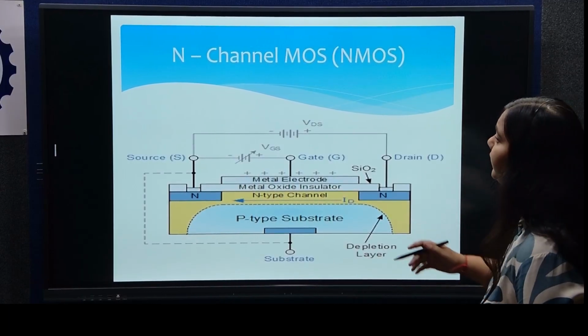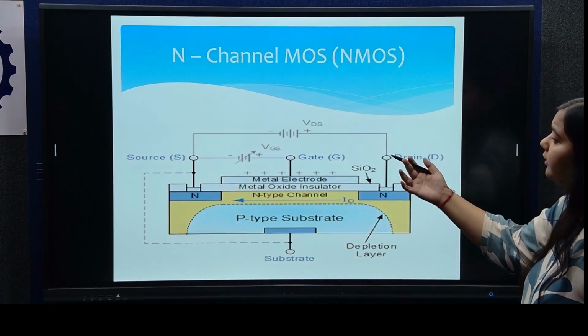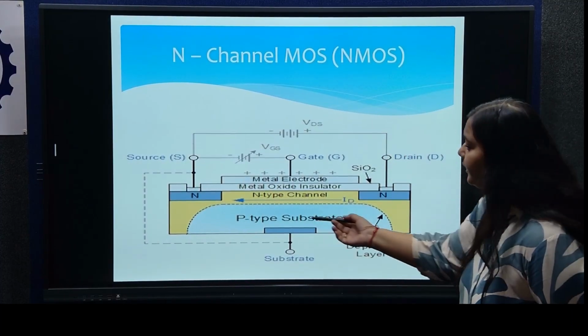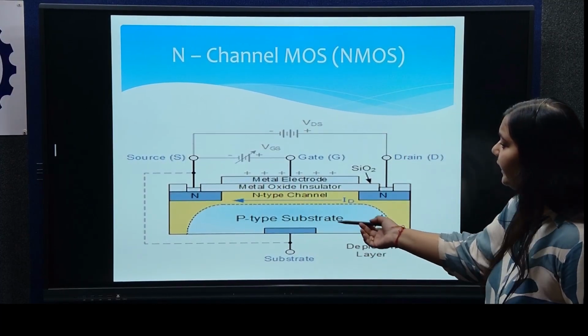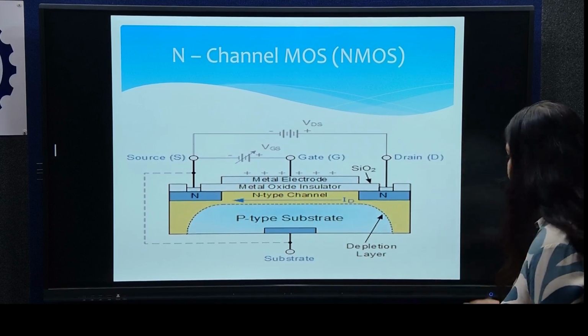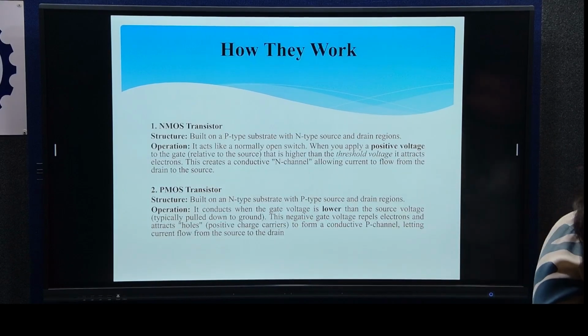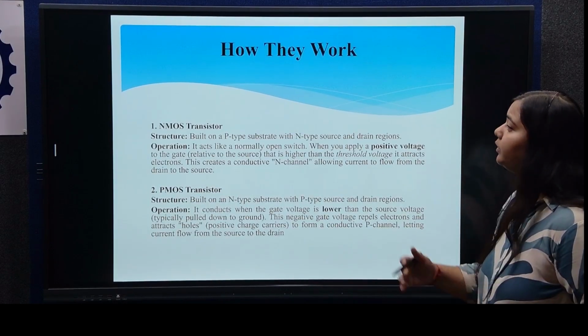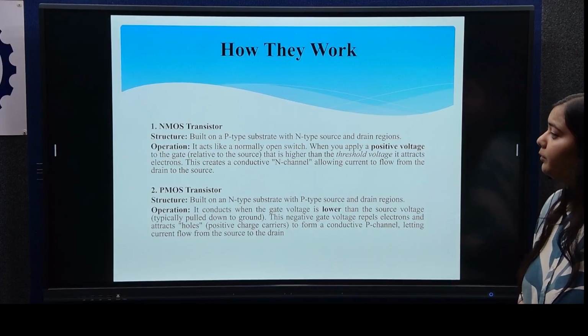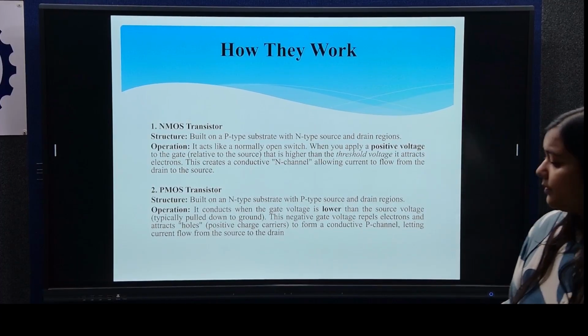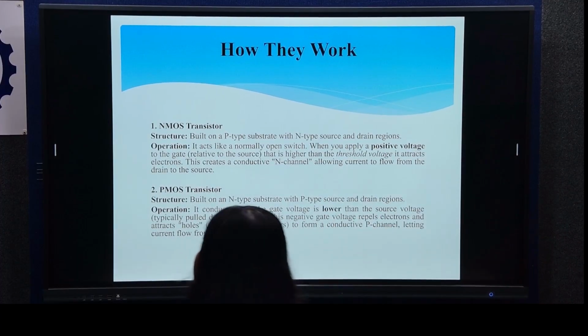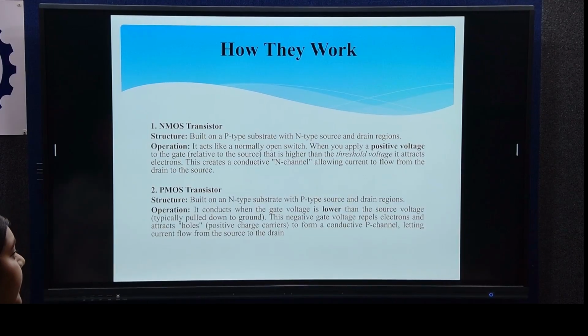Similarly, if we want to make a P-channel MOS or PMOS, then the substrate will be N-type and the channel will be P-type. Now, how do they work? The NMOS transistor structure is built on a P-type substrate with N-type source and drain regions. The PMOS transistor structure is built on an N-type substrate with P-type source and drain regions.